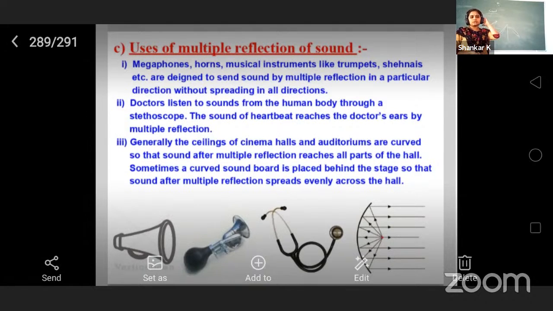So sometimes a soundboard is placed behind the stage, so that sound after multiple reflections spreads evenly across the hall. Stage means what, students? Where you see the cinema, no? The screen will be at the back side of the stage. The reflection sound board will be fixed behind the screen. They will be operating all these systems behind the stage. So this is the use of multiple reflection of sound.